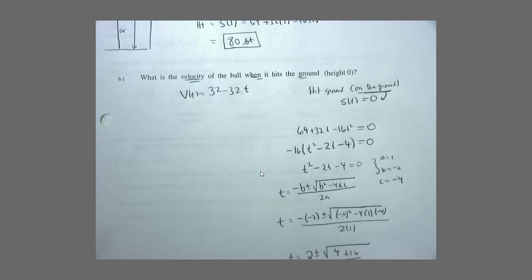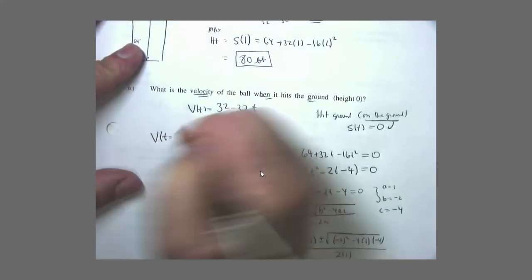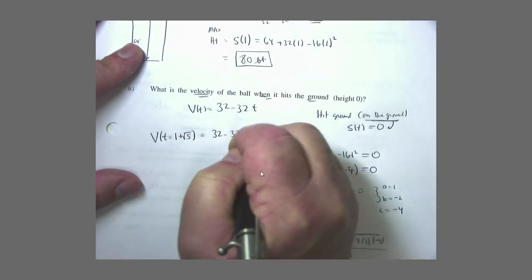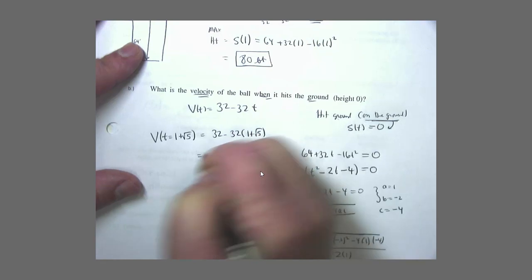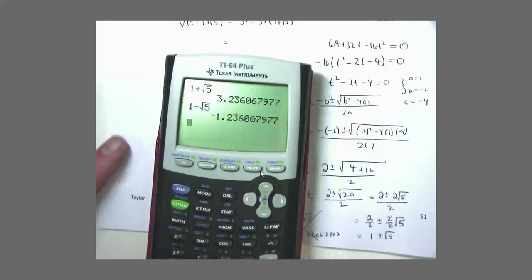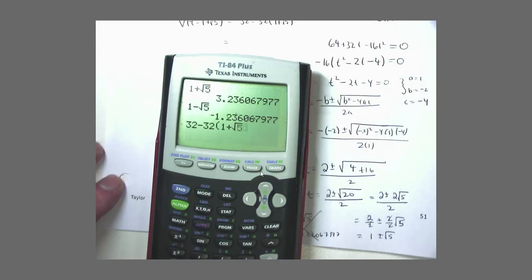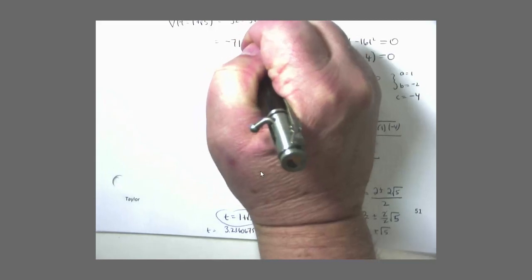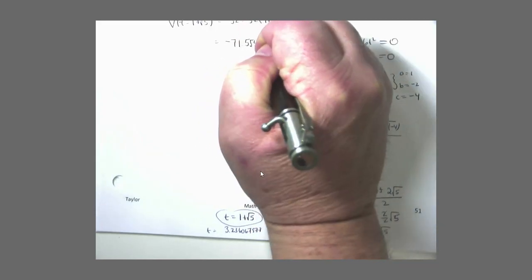So to get the velocity, this is your time, 3.23606 seconds. To get velocity, velocity at time equals 1 plus the square root of 5 would be 32 minus 32 times 1 plus the square root of 5. And who am I kidding myself? I'm going to go decimals on this thing. So this is 32 minus 32 times 1 plus the square root of 5, and I end up getting negative 71.55417528.